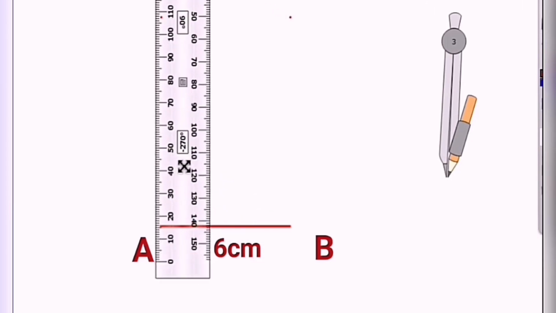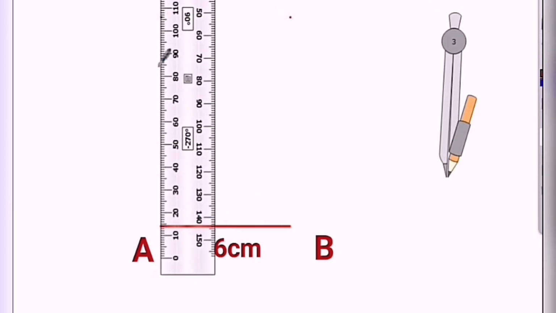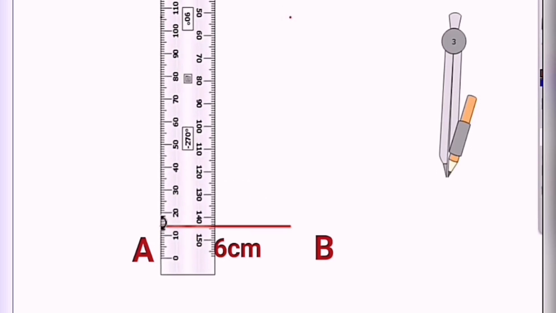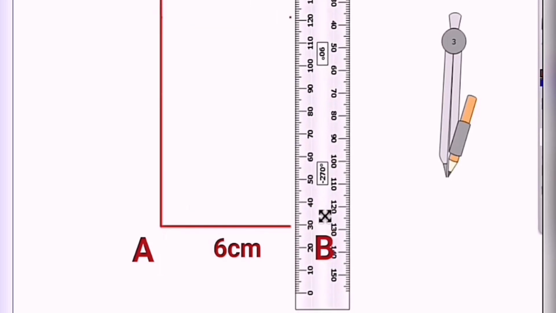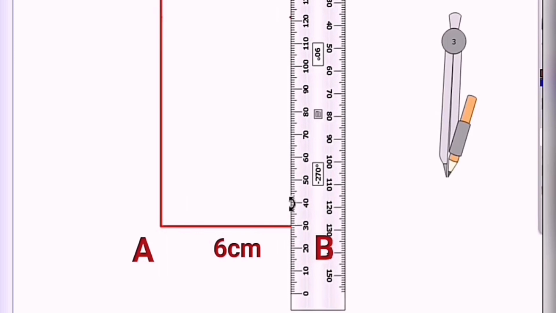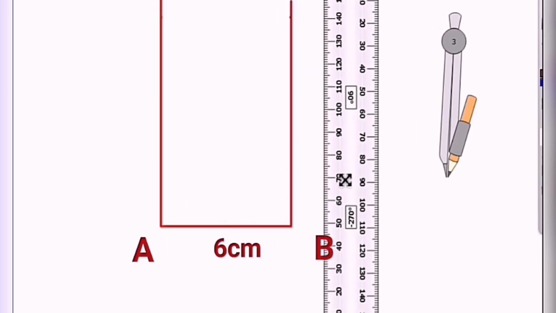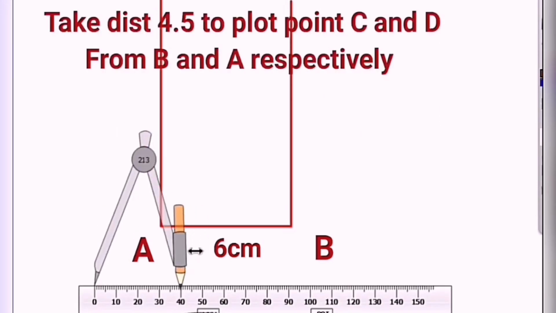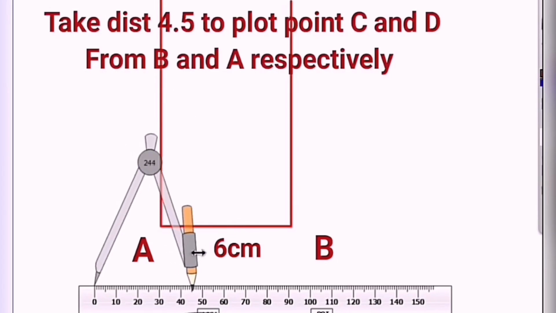Now the next work is to join those marked locations with the vertices that we have already, that is vertex A and vertex B. For a rectangle, length and breadth both are given to us. Now the next work is to mark the breadth, that is 4.5, from point A and point B. Take the distance properly in the rounder the way you're looking at the screen.